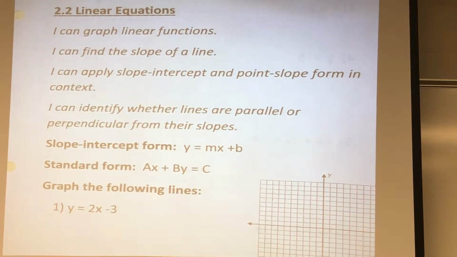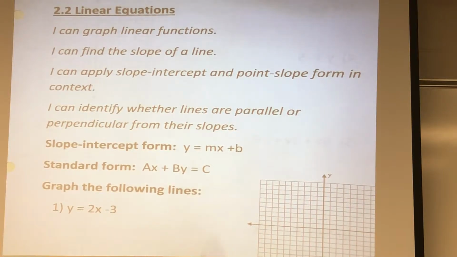This is 2.2 linear equations. So we're going to be using slope-intercept form, the y equals mx plus b. We will use standard form, which is ax plus by equals c. And then we'll be doing some horizontal, vertical, all sorts of graphing, just kind of reminding ourselves how all of that works. So let's start with slope-intercept form.